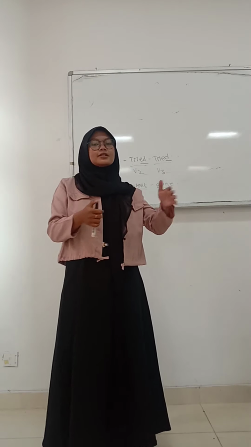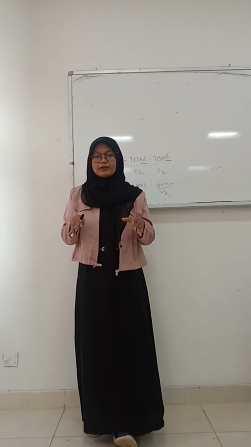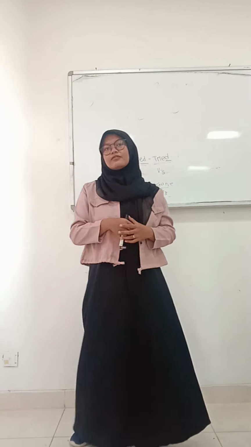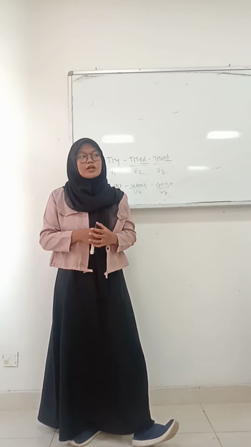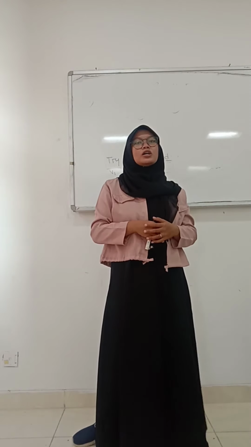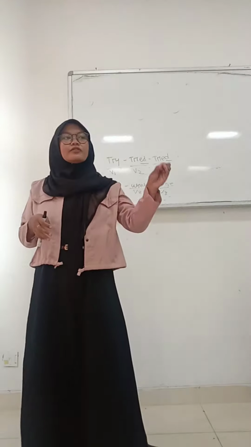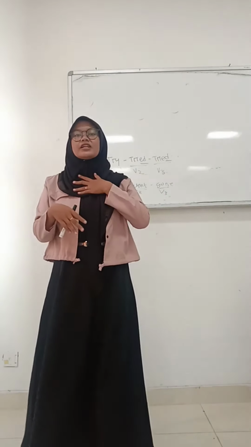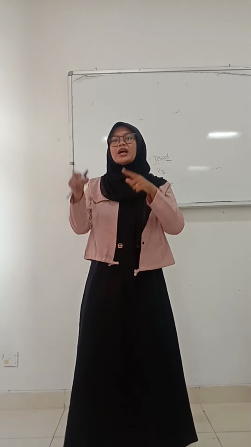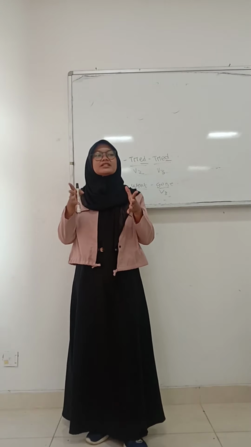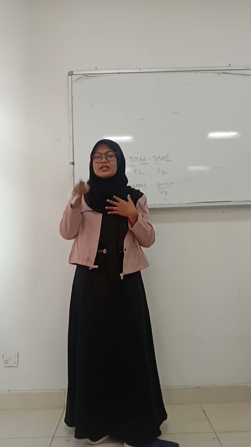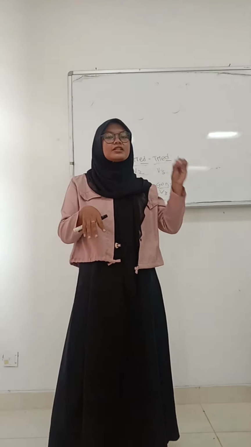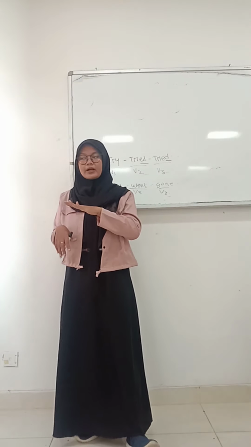Next, verbs based on the object are divided into two kinds. The first is transitive and the second is intransitive. The transitive is an action verb that has a direct object. The example: I read newspaper. Read is the verb. The verb needs some object. So the sentence is I read newspaper.